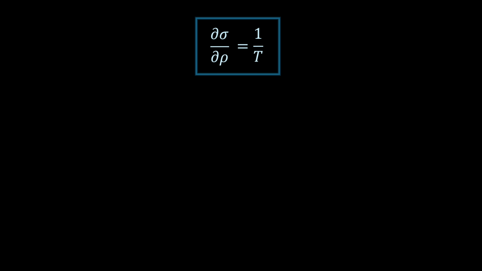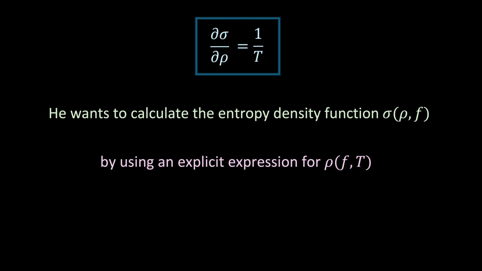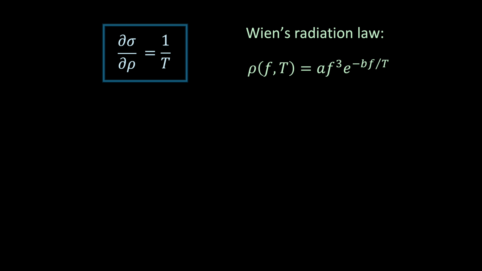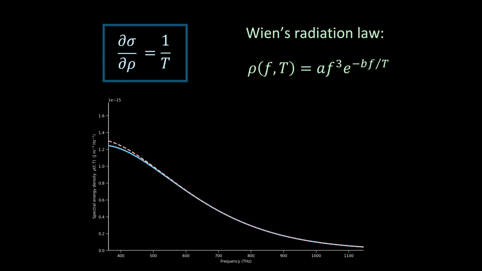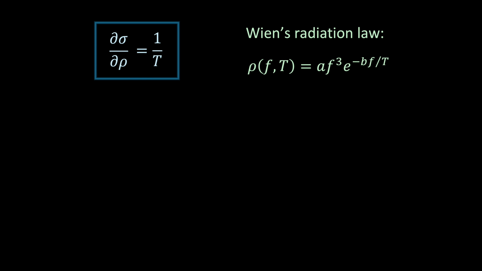Now Einstein makes his next move. He wants to actually calculate the entropy density function by using an explicit expression for the energy density in a regime where he knows that classical physics breaks down, namely the high frequency regime. And for this reason, he chooses Wien's radiation law, which at the time was known to describe blackbody radiation accurately at high frequencies and low radiation densities, precisely the regime where the classical approach fails most badly.